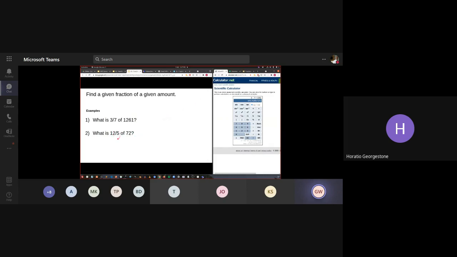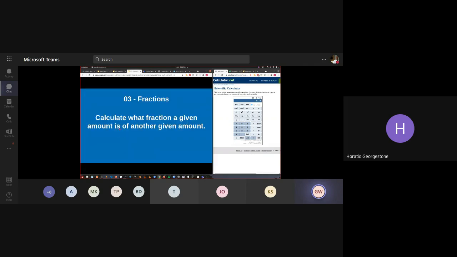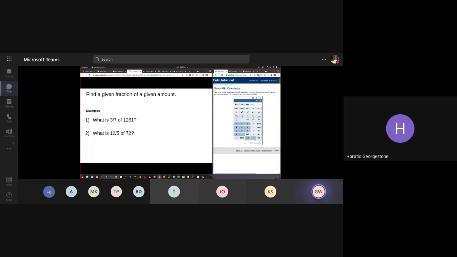What is 12/5 of 72? So again, if we just clear this, 12 over 5 times 72, we get 172.8, which is the right answer. Or you could do it using the fraction button, 12/5 and then times 72. Now notice that the answer is bigger than the number we started with. That's because it's a top-heavy fraction, which has a value of more than 1. So in other words, we're timesing it by more than 1.